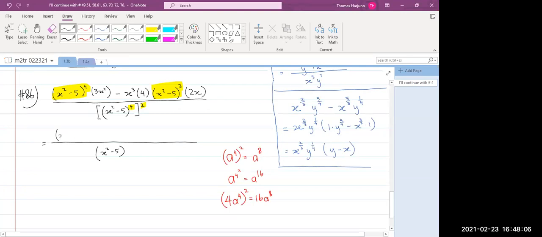I will factor that out. The common factor is x squared minus 5 to the power of 3. Okay, so inside, what's left? I have x squared minus 5 left, and 1 here for the yellow part. Oh, I forgot to the power of 8 at the bottom.